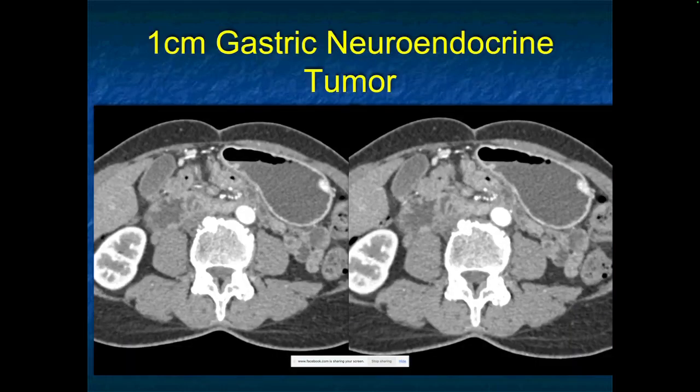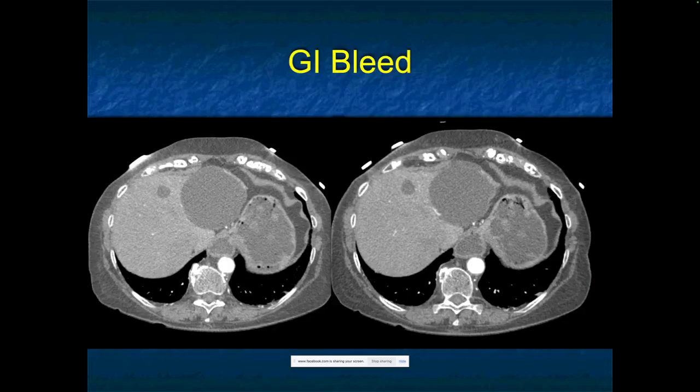And so the answer was a 1 centimeter neuroendocrine tumor. Very good, just a very classic example. Also reminding you, give water, fill up the stomach, get the stomach distended. That becomes critical. Next case, GI bleed.